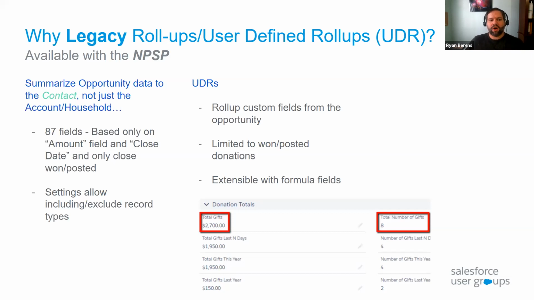The UDR text you see here is basically what prompted them to go to customizable rollups, because the UDR could only roll up custom fields, couldn't roll up standard fields. It was limited to post-1 donations. You couldn't do any other stages. You could extend it with formula fields, but it was only from the opportunity. You had new objects that were introduced with NPSP after the UDRs, the user-defined rollups, were created, that this feature set didn't address. The data model had changed. It's more complex. And so they needed to improve the complexity and scalability of the tool.